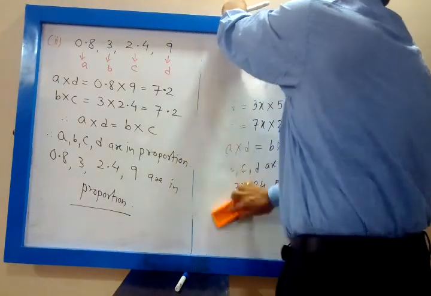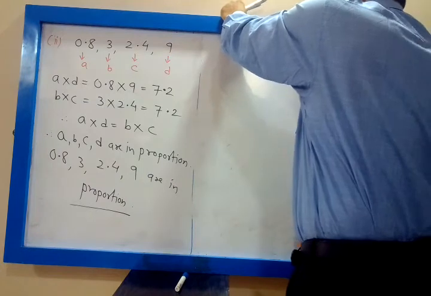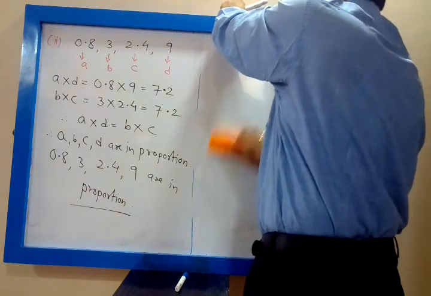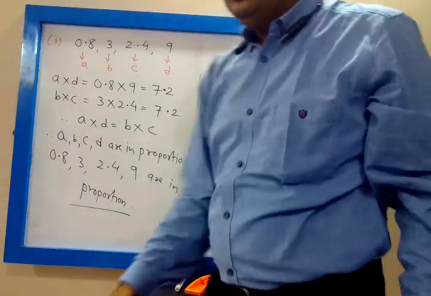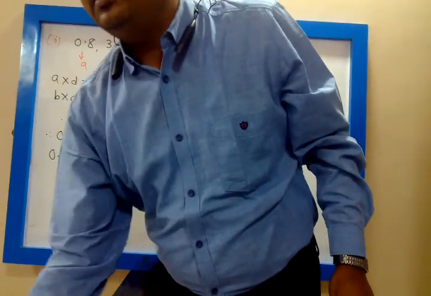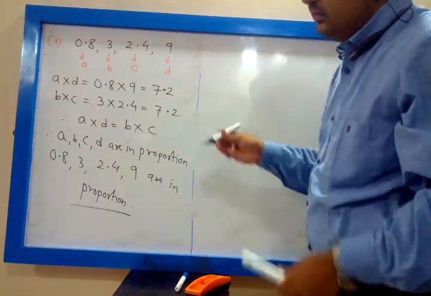Yes, clear? Are you understanding, all of you? Any doubt is there, you ask. Do not hesitate. Yes. So to verify whether the four numbers are in proportion, we check whether product of extreme is equal to product of means. Now third one.